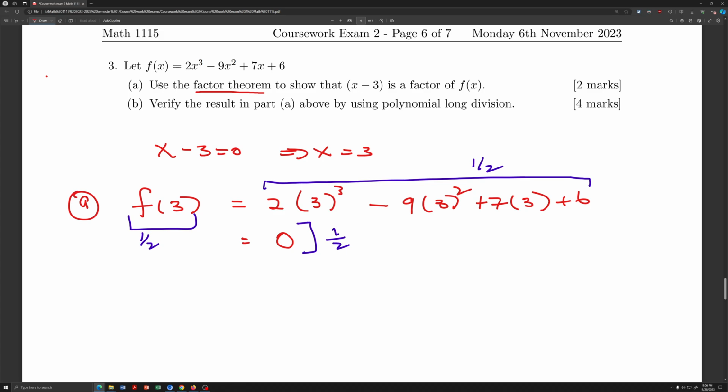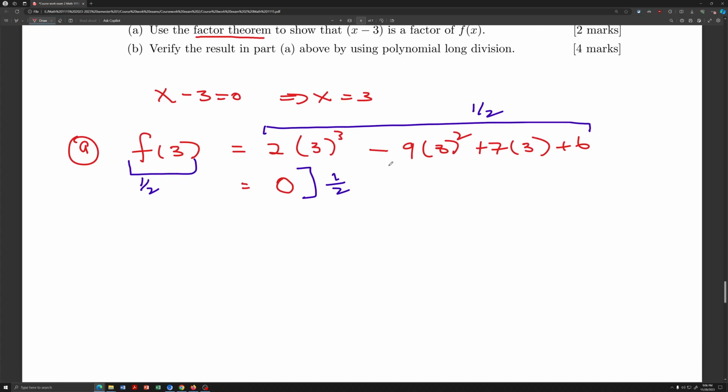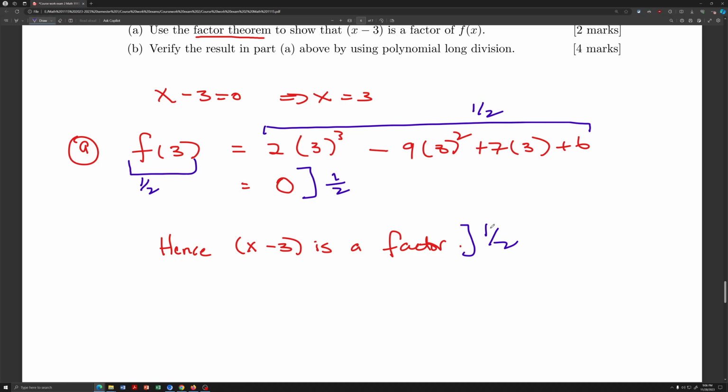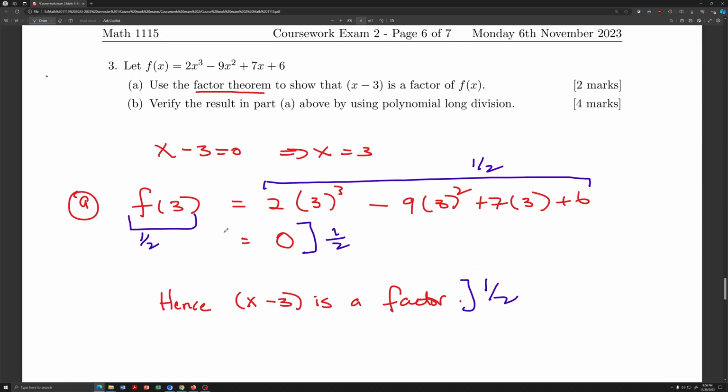It says use the factor theorem to show that this is a factor. I got 0. So now I'm going to say and prove to my examiner that I know exactly what I'm doing. So I'm going to say, hence, x minus 3 is indeed a factor. And for doing that, I'm also going to give myself a nice half mark. And that's how I get 2 marks here.